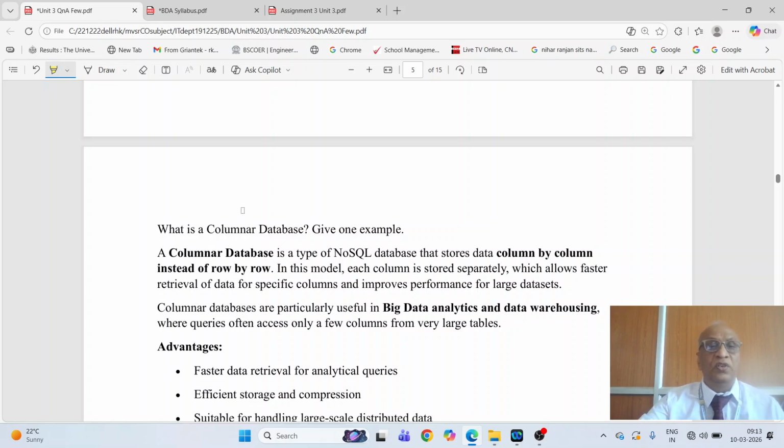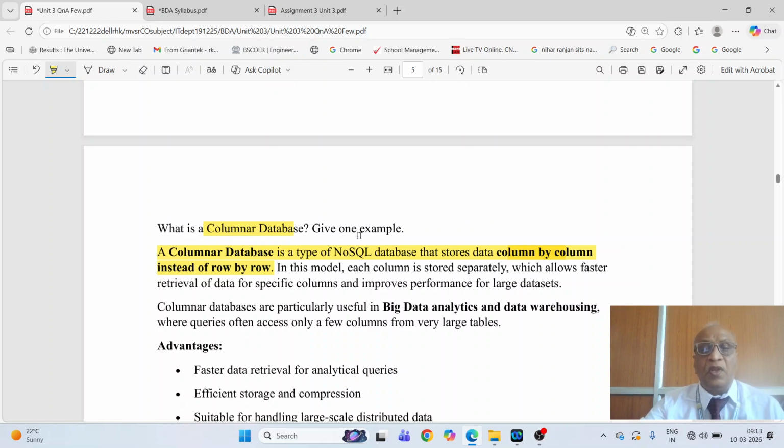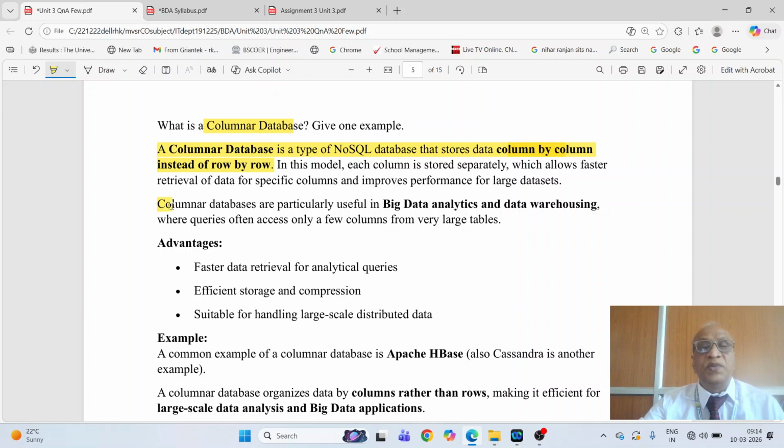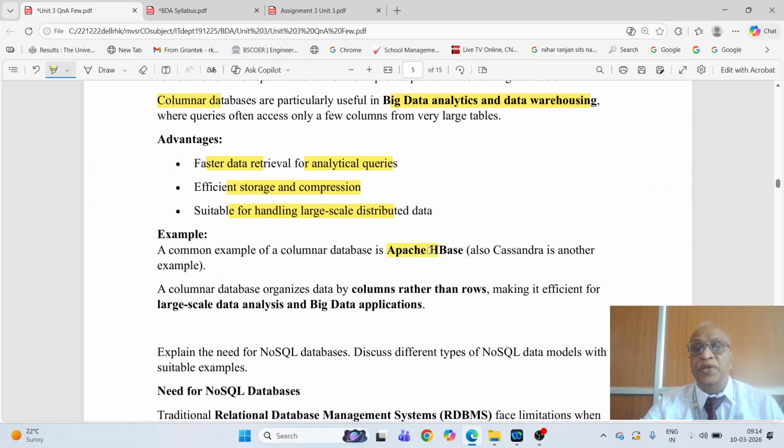Coming to the next question, what is a columnar database? It's a NoSQL database. It stores data column by column instead of row by row, which happens in traditional SQL. Columnar databases are suitable for big data analytics and data warehousing. What are the advantages? Faster data retrieval for analytical queries, efficient storage and compression, handles large scale distributed ecosystem. Examples of columnar databases are Apache HBase or Cassandra.